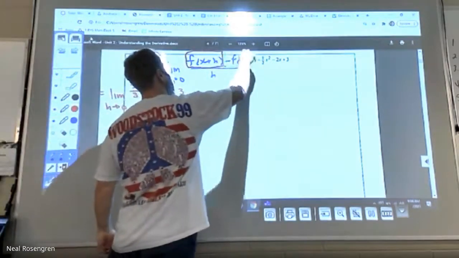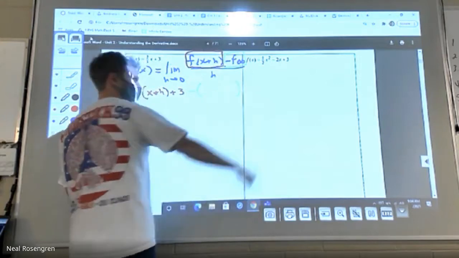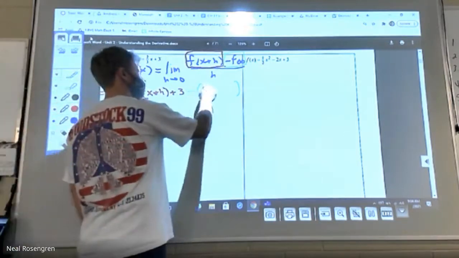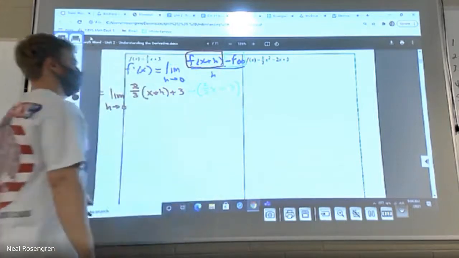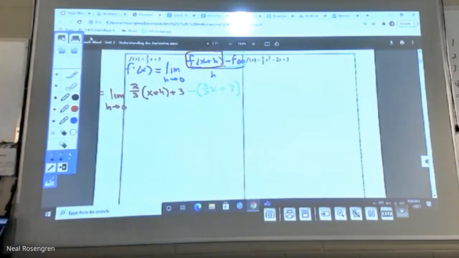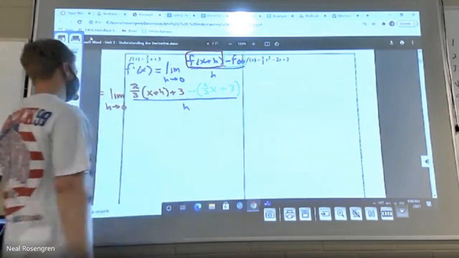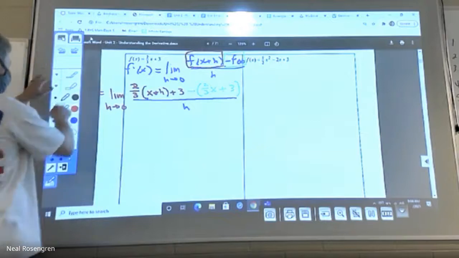Now, don't forget, we still have to subtract whatever f of x was. And parentheses are necessary with any polynomial because we got to make sure that we subtract the 2/3 x and the plus 3. All right, so what's boxed in green there is what's written in green, and then just all of it.